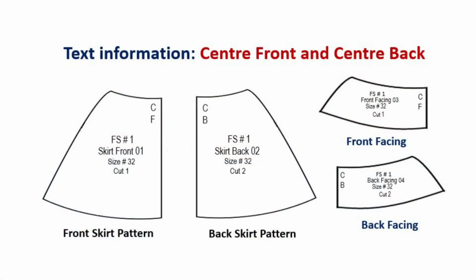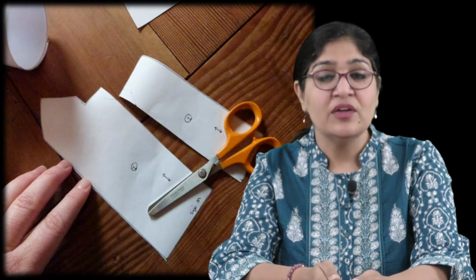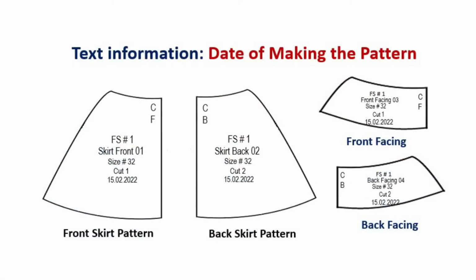In our design, since there is a placket on the center of the back piece, the skirt back has to be cut in 2 separate pieces, while the front part would be cut as a single piece. Therefore, cut 1 is mentioned on the front and cut 2 is written on the skirt back. The same information is mentioned on the facings too. The date of the pattern is also mentioned in written text across all pattern pieces for easy referencing of the pattern.